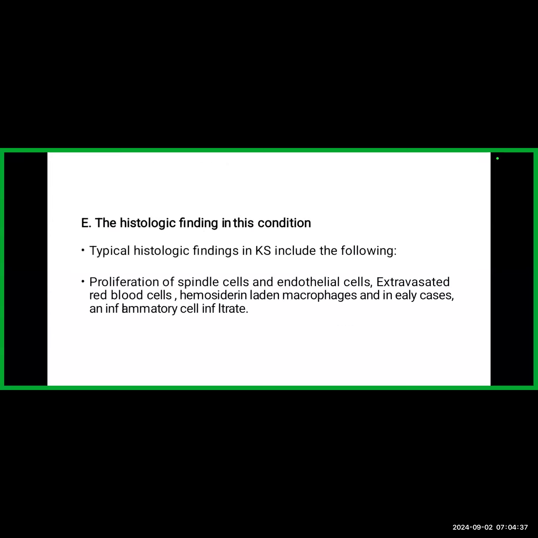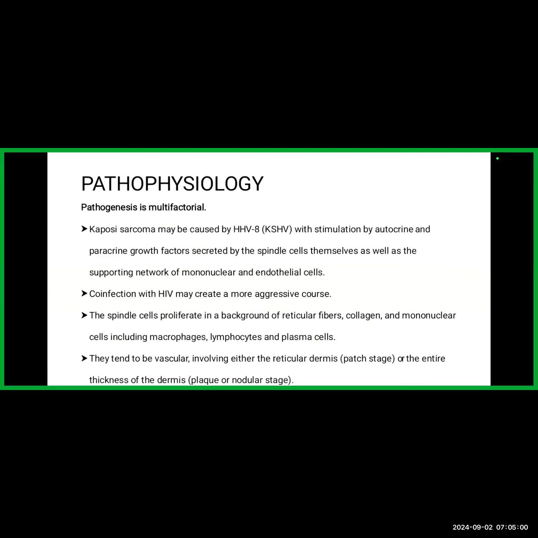E. What are the histologic findings in Kaposi sarcoma? They include the following: proliferation of spindle cells and endothelial cells, extravasated red blood cells, hemosiderin-laden macrophages, and in early cases, an inflammatory cell infiltrate. Next slide.